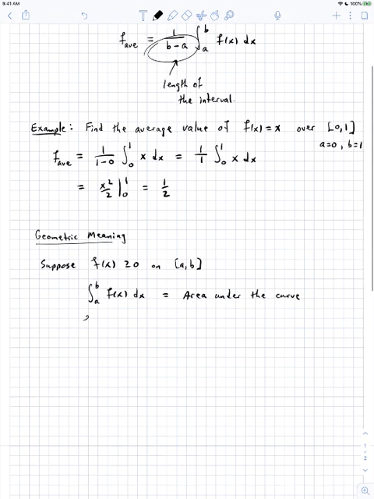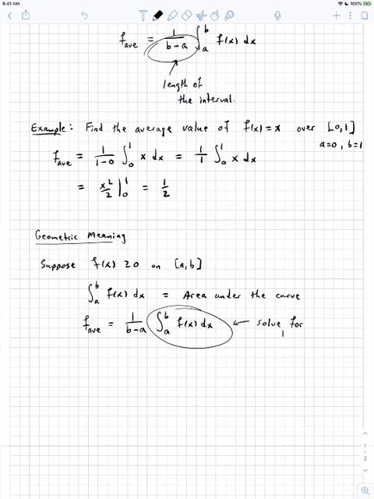The average value, f sub av, is 1 over b minus a times this integral from a to b of f of x dx. So we can also solve for this integral. What does that give us? Well, basically we just multiply by b minus a, so we'll have f sub av times b minus a is going to equal this integral from a to b of f of x dx.